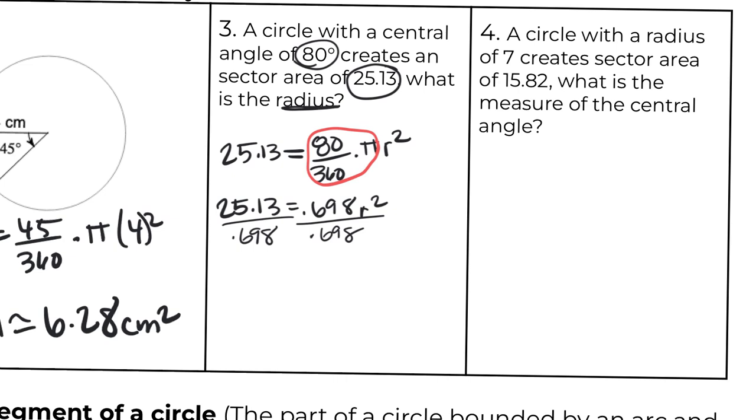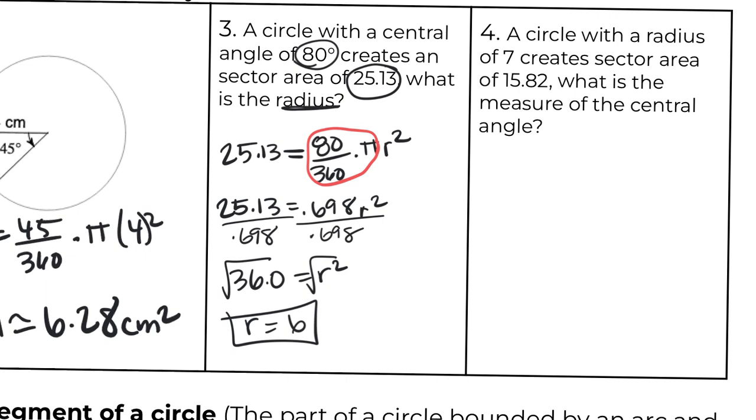25.13 divided by 0.698 gives me 35.9. Actually, let's just make it an even 36 when we round, equals r squared, which is kind of nice because then when I take the square root, I get that the radius is 6. So there are lots of arcs that would be 80 degrees, but in order to get an area that's 25.13, my radius would have to be 6. Okay, one more example here.